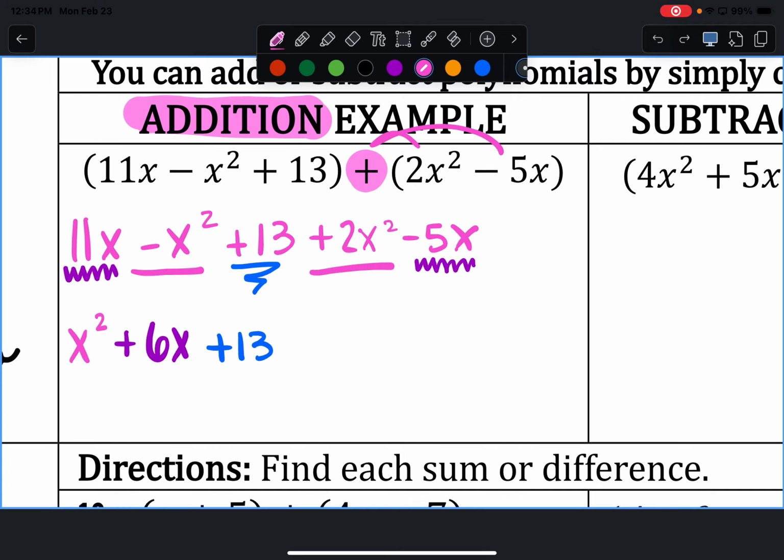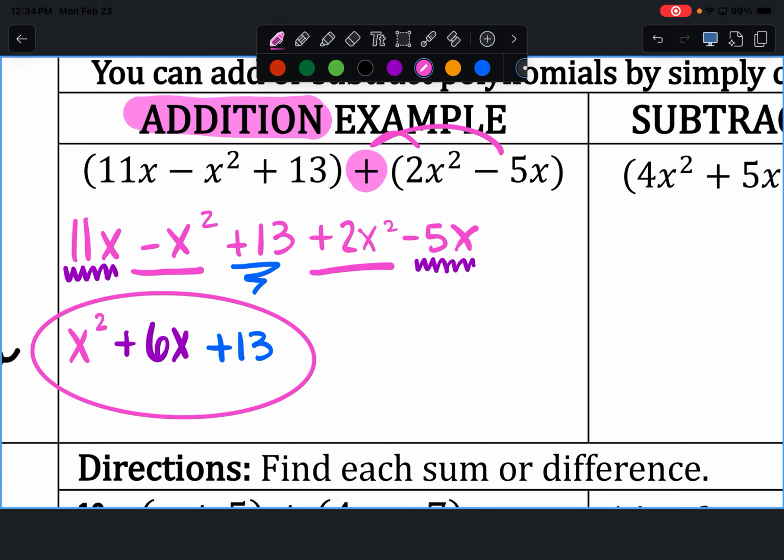And then this is our answer. Oh, that is not a circle. What was that? What on earth? It really wanted that to be a trapezoid, and I don't know why. It's fine. Okay, but that is how we find our answer.